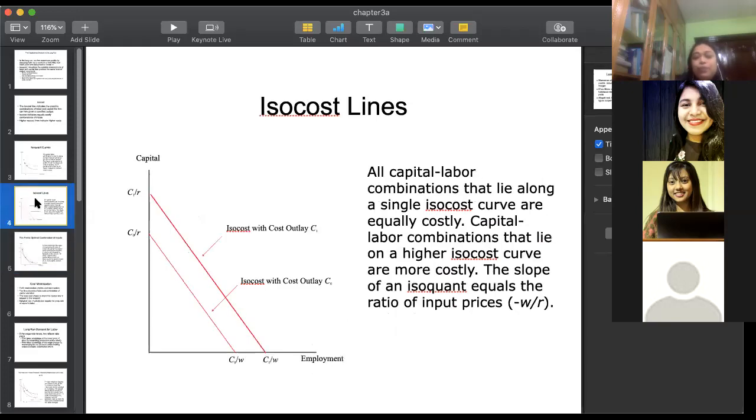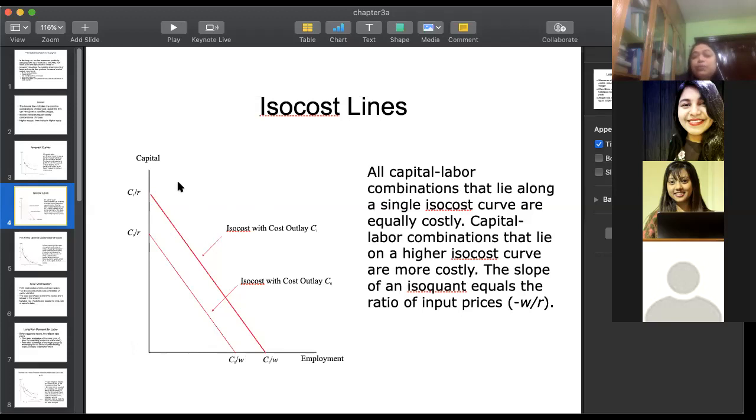If you go back to the family of isocost curves, there can be thousands of isocost curves in this plane of capital and labor employment. The slope comes from the market rate. The reason the slope is W by R is that the firm has no influence over W or R. So that's why the slope stays constant. But there can be a series of isocost curves.